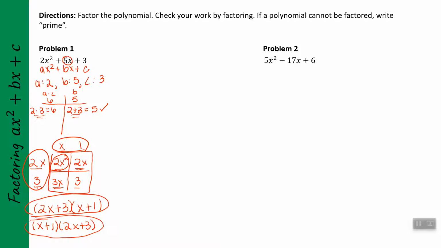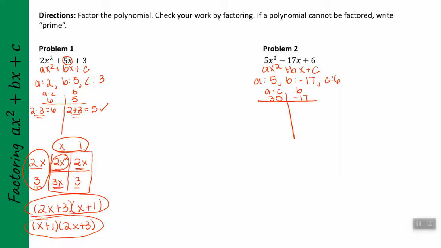So let's try it again. Identify the a, b, c. So again, it's ax squared plus bx plus c. So a is 5, b is negative 17, and c is 6. Okay, so in the left-hand column, again, it's a times c, so 5 times 6, which is 30. And the right-hand column is b, which is negative 17.